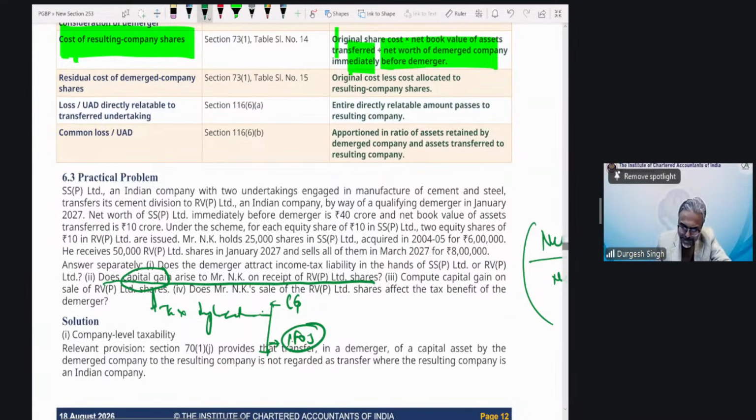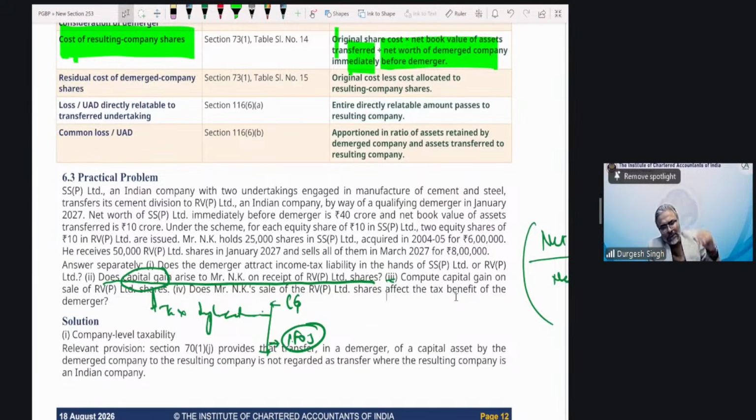Compute the capital gains on sale of RV. So students, tell me one thing now. When the shareholder will sell the shares of the resulting company, the full value of consideration is the amount that you have received. Now less the cost of the shares of the resulting company, which you already calculated through the proportionate formula method. So that will be the cost, and you will get your capital gains.